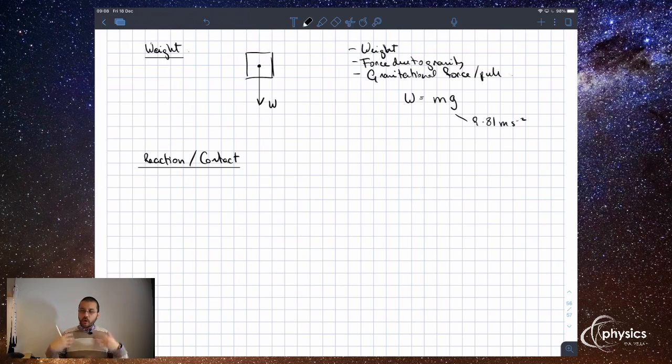The reaction force is one of the most important forces that we have in the universe. We manage to walk, a car manages to move forward, a boat manages to move forward, a rocket manages to move, because there is a reaction force.